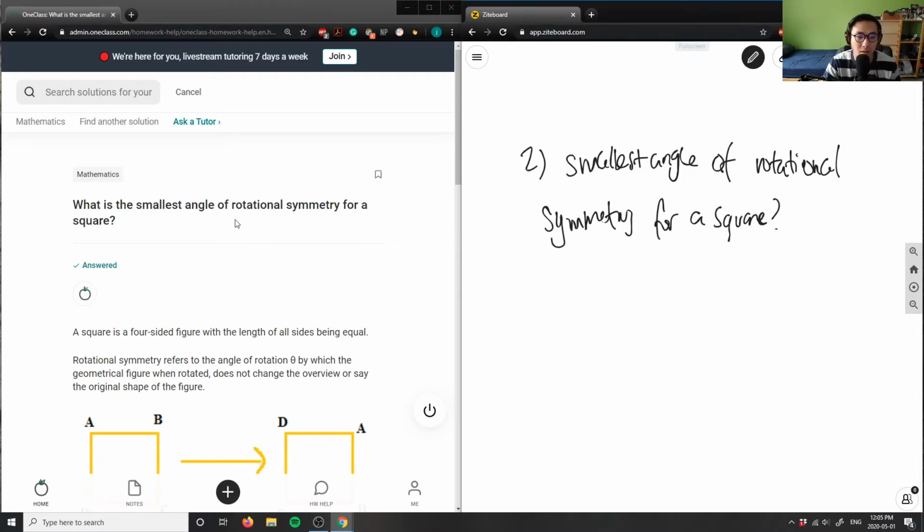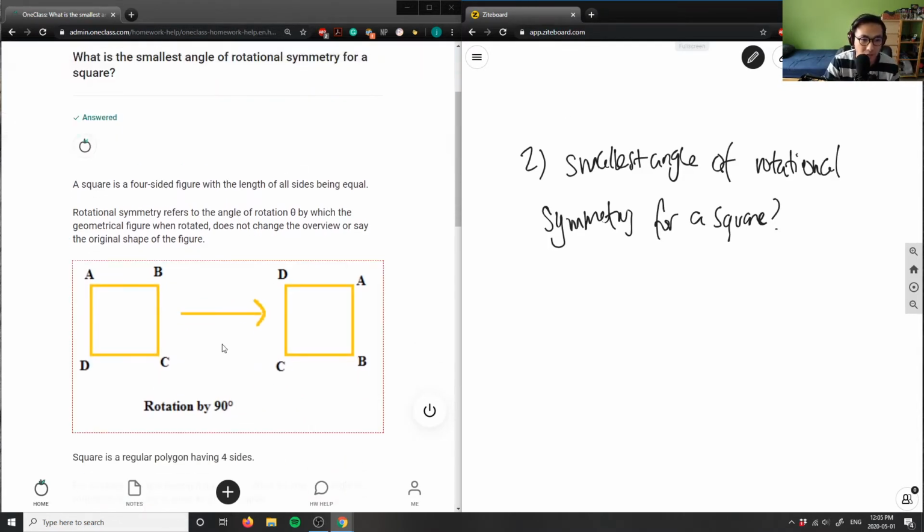And then what we're doing here is they have a diagram here, so I'm going to redraw this diagram. And this diagram is actually really good because it shows us, again, the 4 sides of a square. So A, B, C, and D.